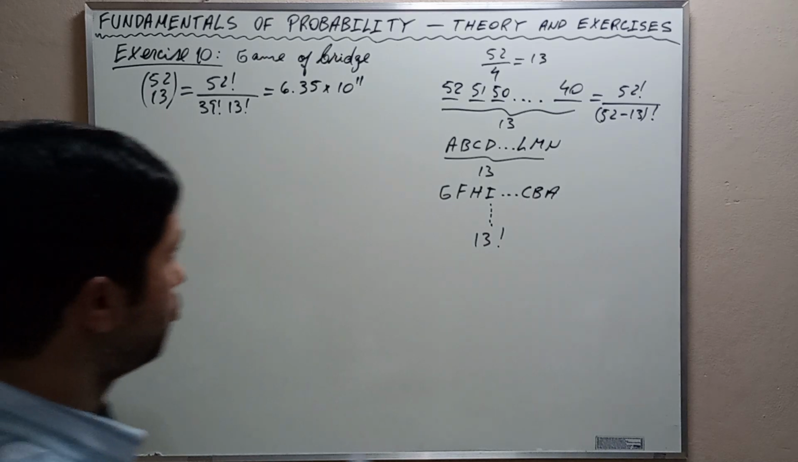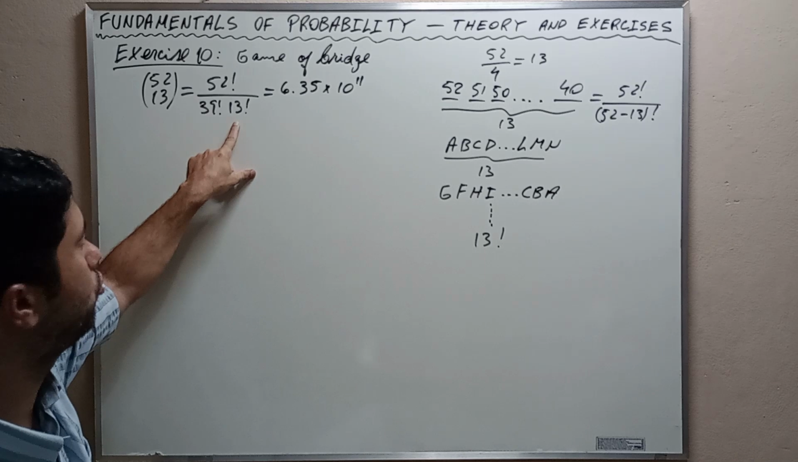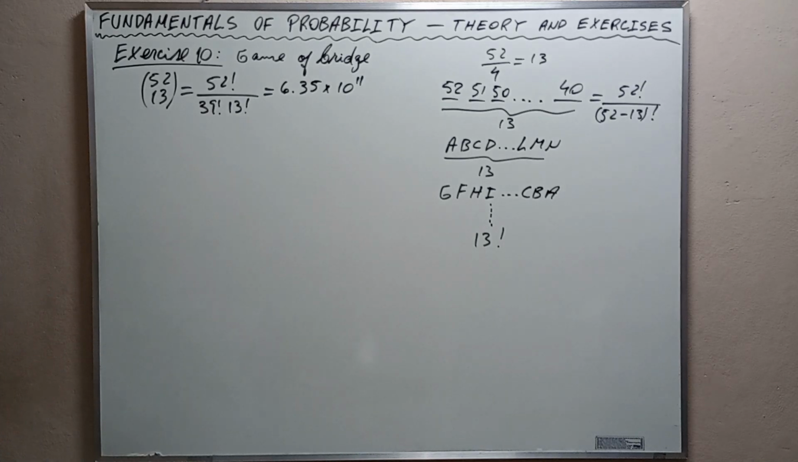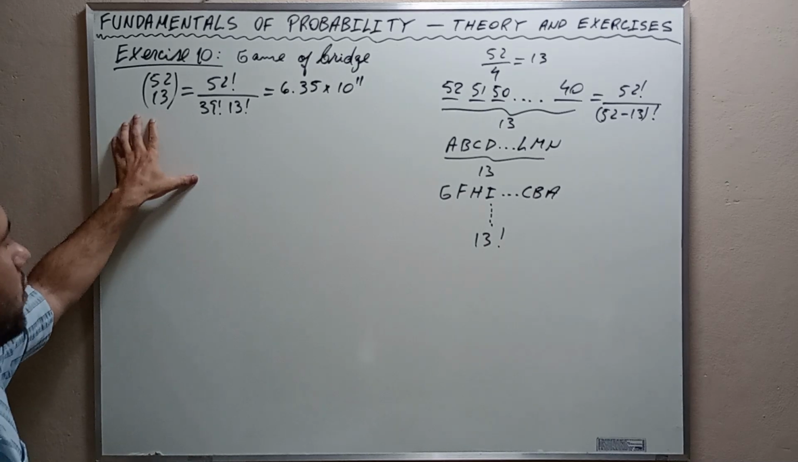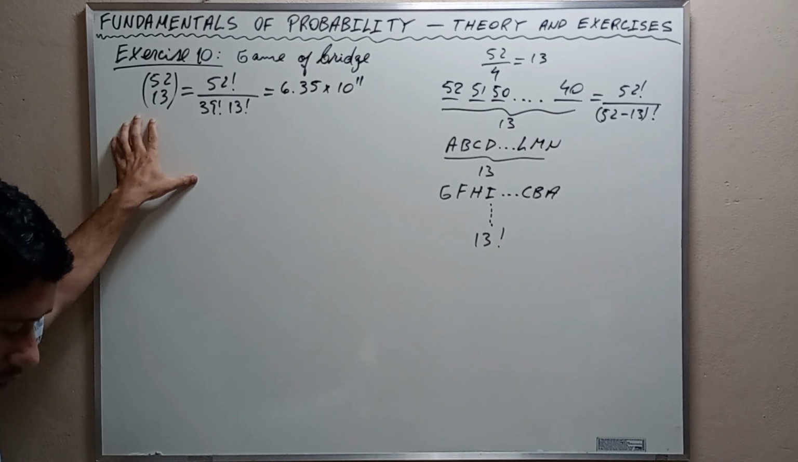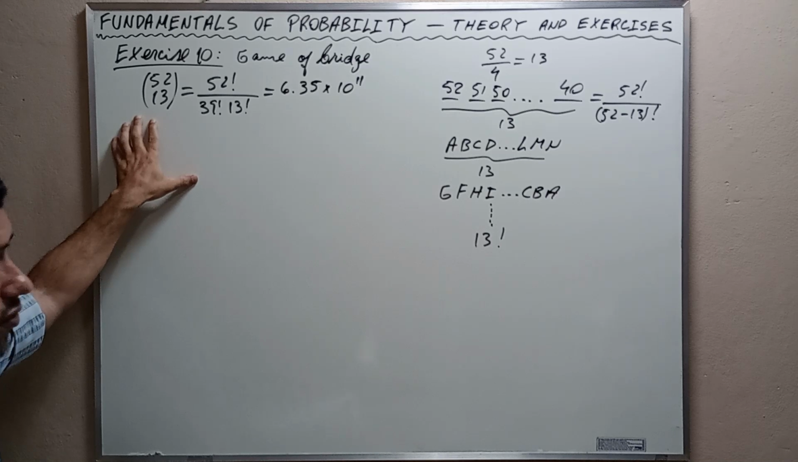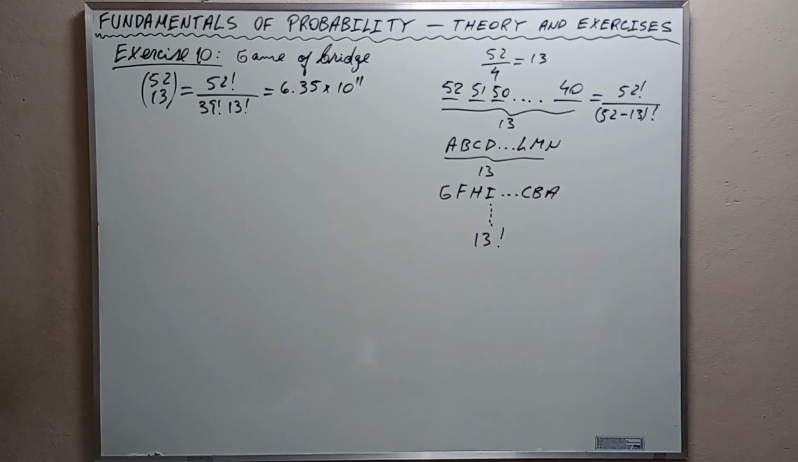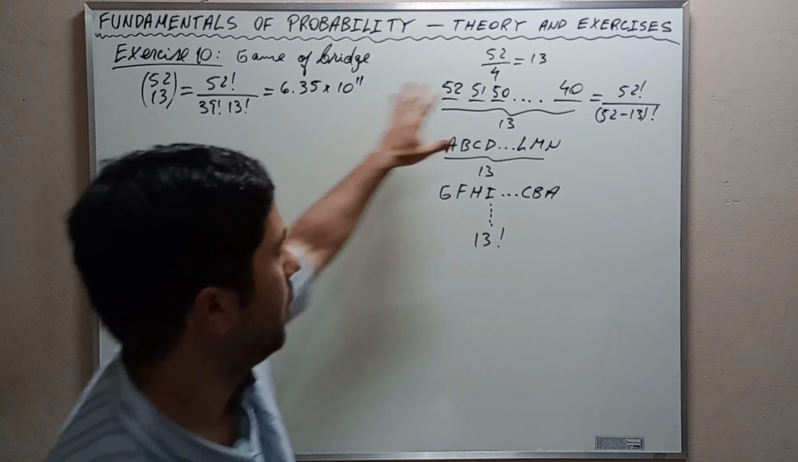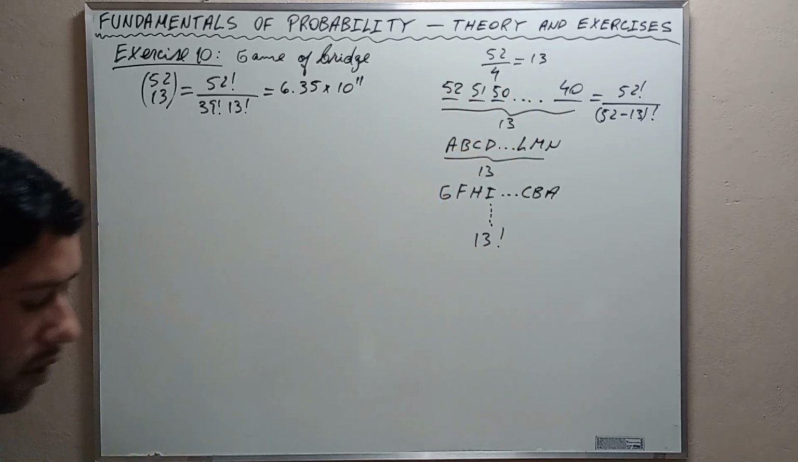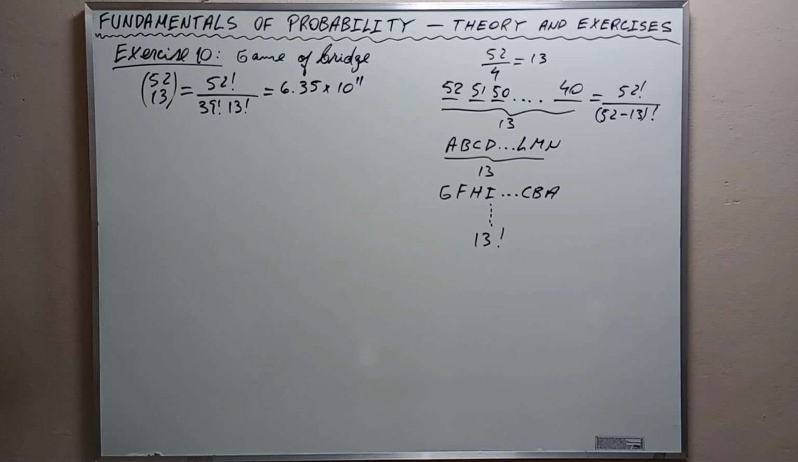That's why to complete the combination we have to divide by 13 factorial. Okay? This is our sample space. We have already understood the sample space. We have to understand the event of interest. There is only one possible way of dealing all the 13 cards of spades. Among all the possibilities, there is only one way of dealing all the 13 cards of spades, okay?